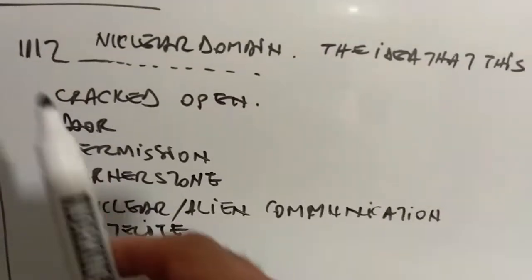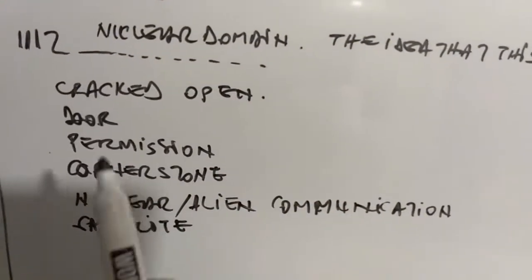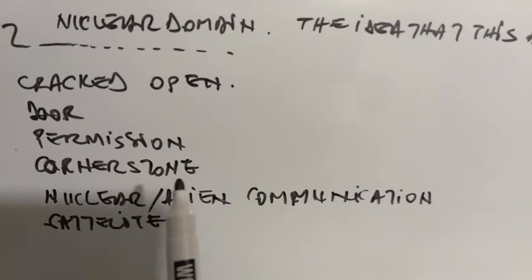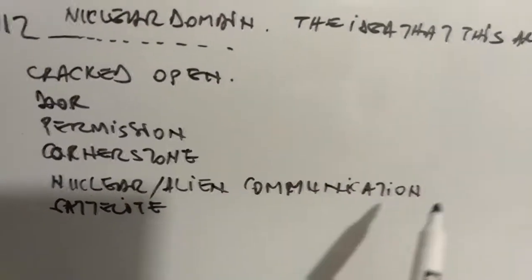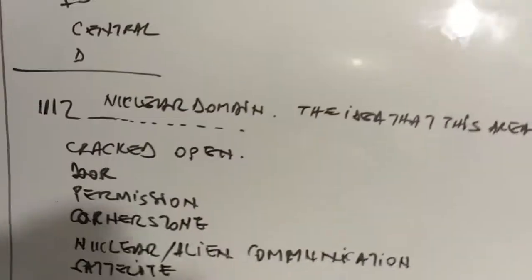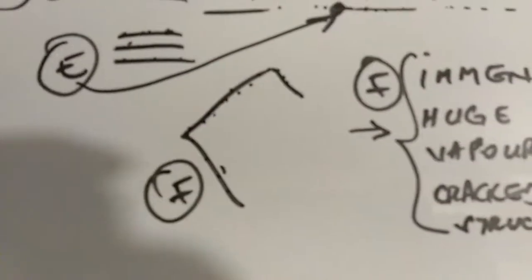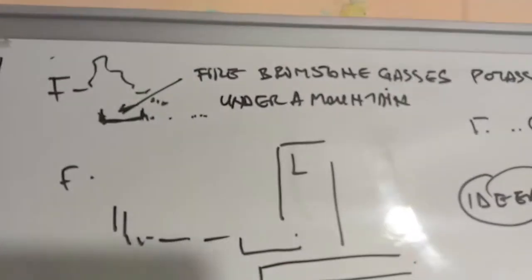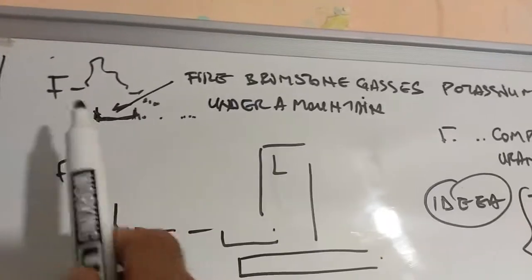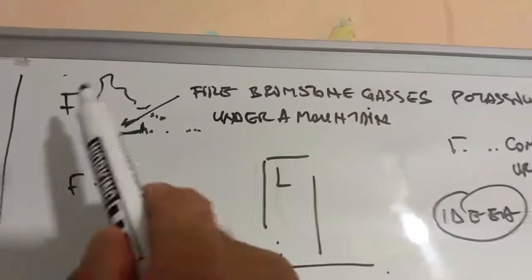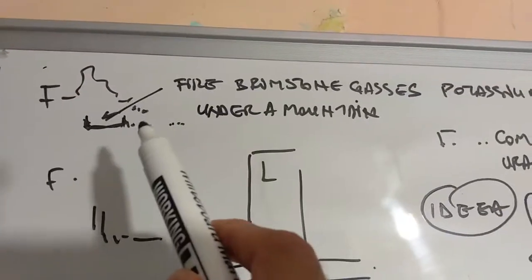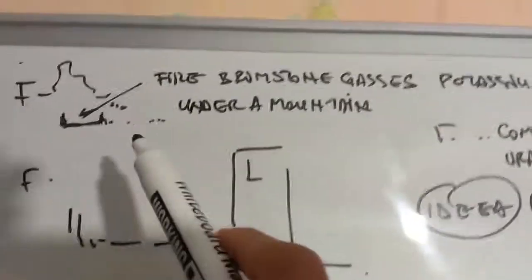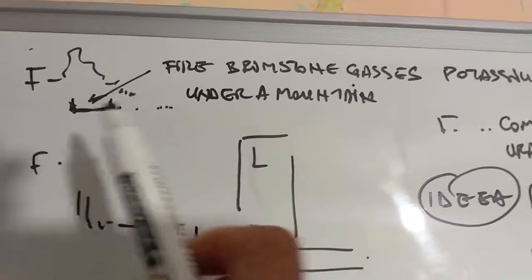So the words for 1112 again: cracked open, door, permission, cornerstone, nuclear/alien communication, satellite. Then I proposed to myself to explore more this F structure that you see here, and I wrote F here, and these are the things that began coming out. Simply doing an ideogram and letting my hand fill in the space with whatever my subconscious is dictating it to do.